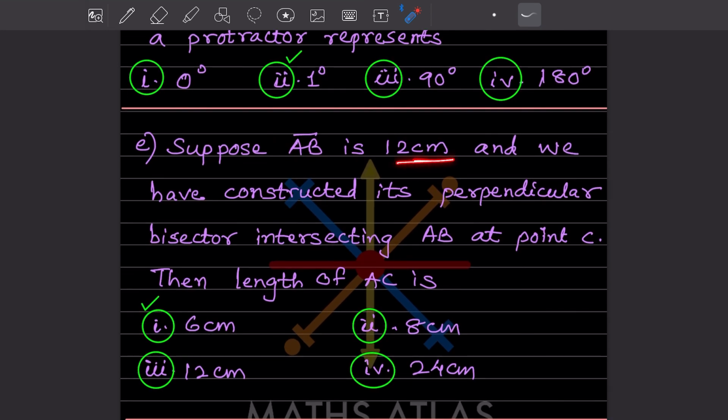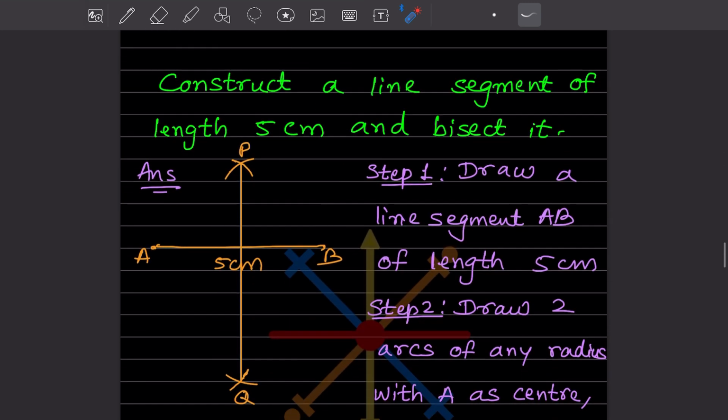Suppose AB is 12 centimeter and we have constructed its perpendicular bisector intersecting AB at point C, then the length of AC is. So now this is 12 centimeter. We have constructed the perpendicular, so there will be somewhere AC here, this is AB. So this AC is going to be half of AB, that is 6 centimeter.